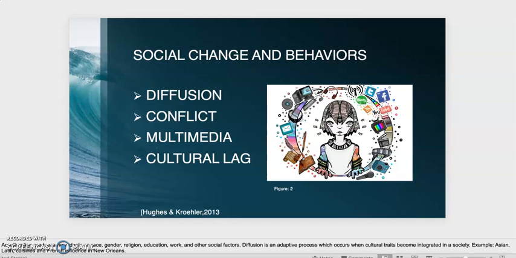A shift in social norms and values generates discoveries, inventions, new ideologies, and technology. An example of that is knowledge explosion. Acculturation produces unique ideas on race, gender, religion, education, work, and other social factors. Diffusion is an adaptive process that occurs when cultural traits become integrated in society. Examples: Asian Latin cuisine and the French influence in New Orleans.